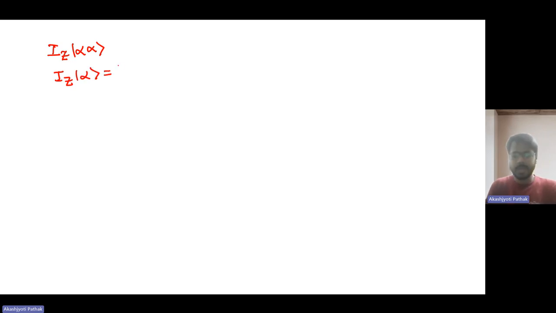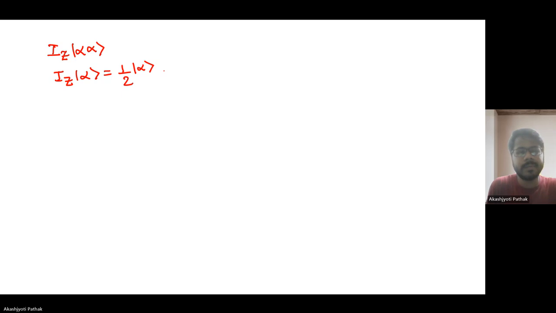Now in the question, these operators Iz, Ix, Iy, Iz are acting on the alpha alpha spin system. Each of these operators acts individually on the nuclear spin state. So first Iz will act on this alpha. When it acts on alpha, we will get plus half alpha.